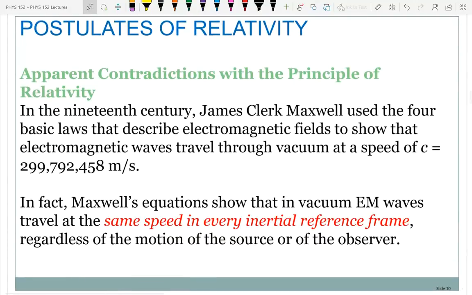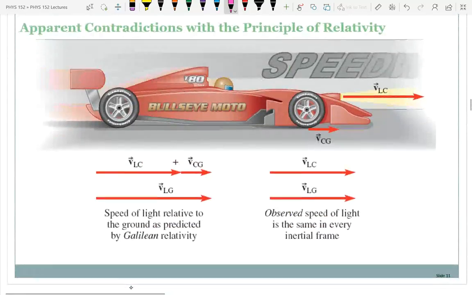So from James Clerk Maxwell's equations, we had the speed of light in vacuum. That is now an exact number. That's set as a constant in science. And if anything is ever measured more precisely, it's the definition of how long a meter is that changes, not the speed of light in vacuum. So that's what we are considering a universal constant, the speed of light in vacuum. And it's the same in every inertial reference frame.